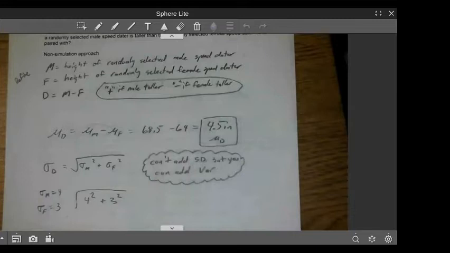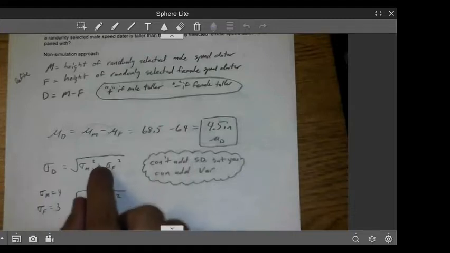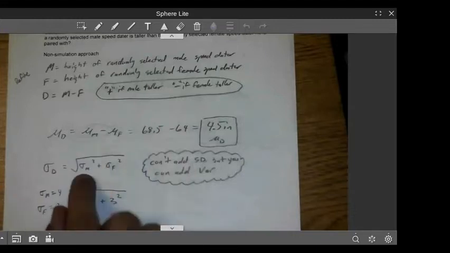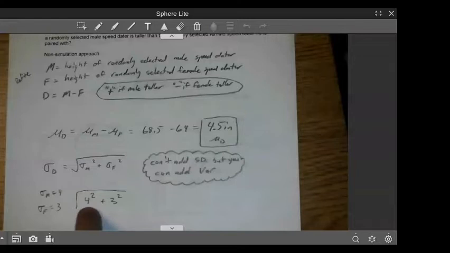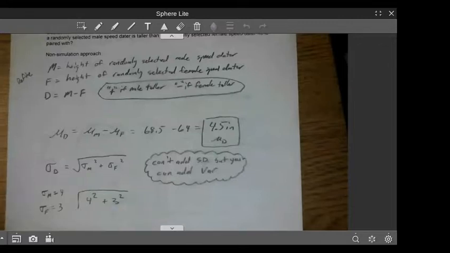All right, so what we do on this problem to get the new standard deviation is we would take sigma, the standard deviation squared for males. We would add the standard deviation squared for the females, and we would get 4 squared plus 3 squared. It kind of looks like a squared plus b squared equals c squared, with the Pythagorean triple right there.